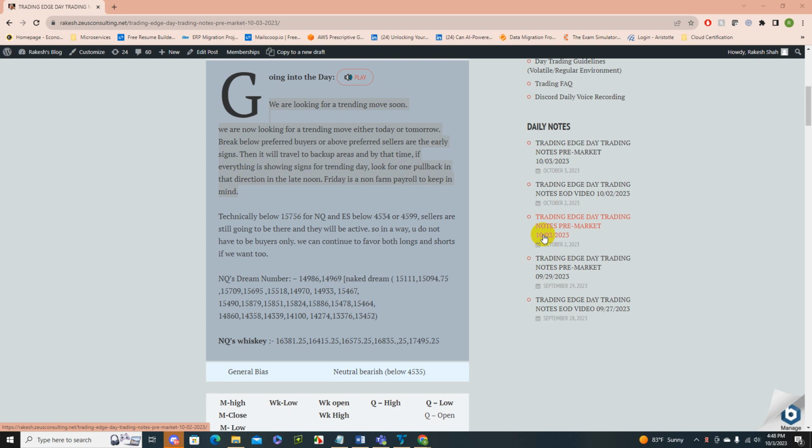Today is Tuesday and we have a trend down day today, so basically a trend day, right? See here, we were looking for a trending move soon, and then here we are now looking for a trending move either today or tomorrow, right?